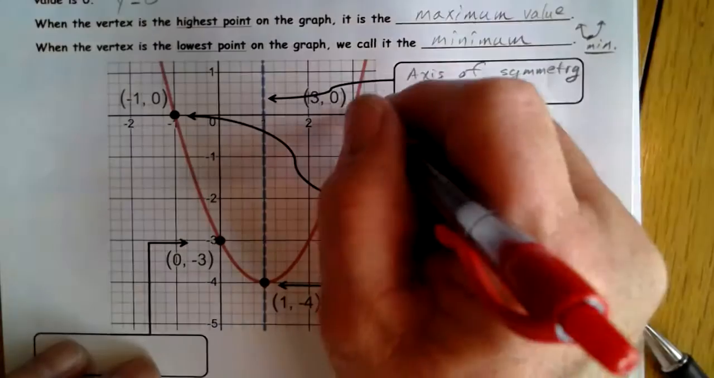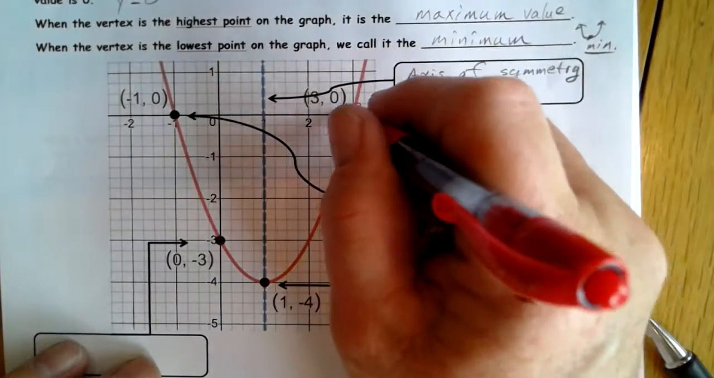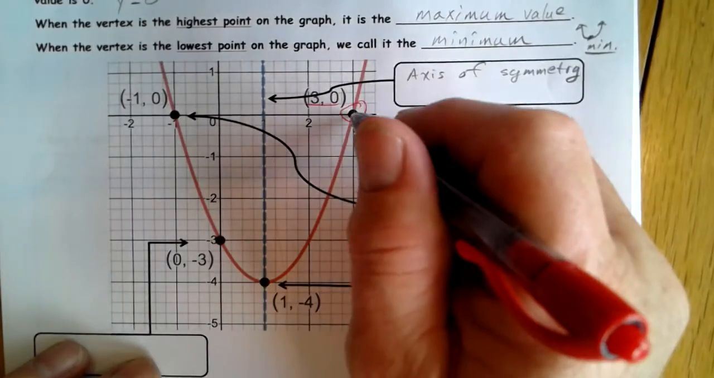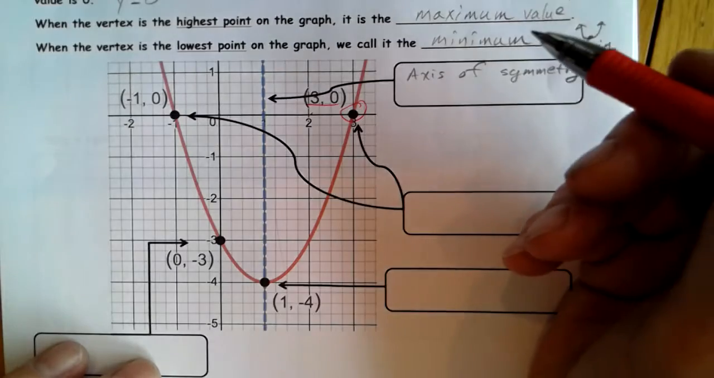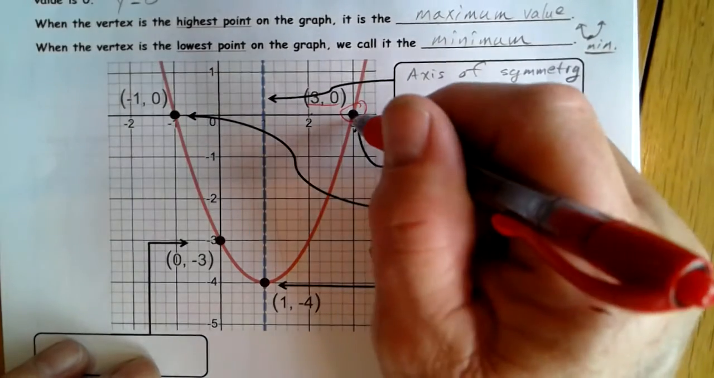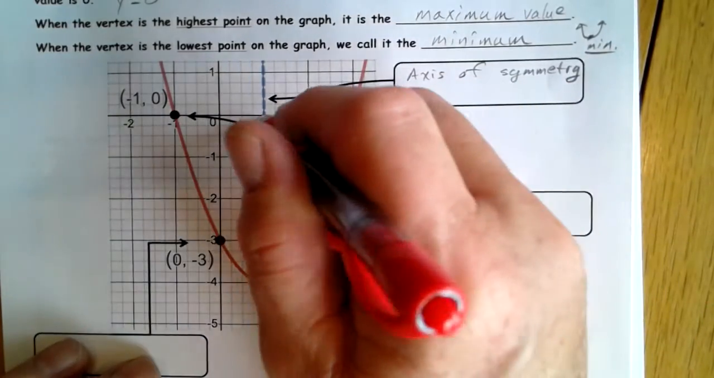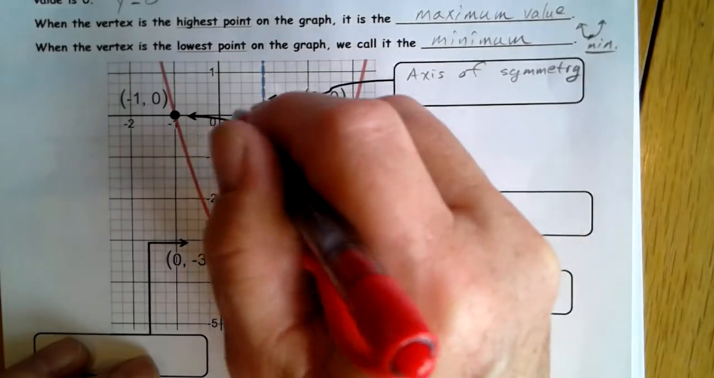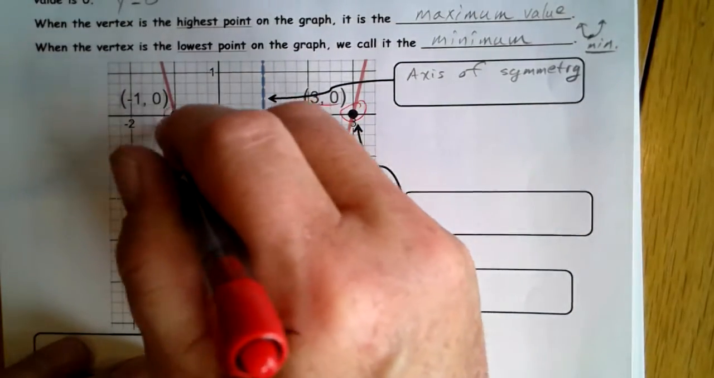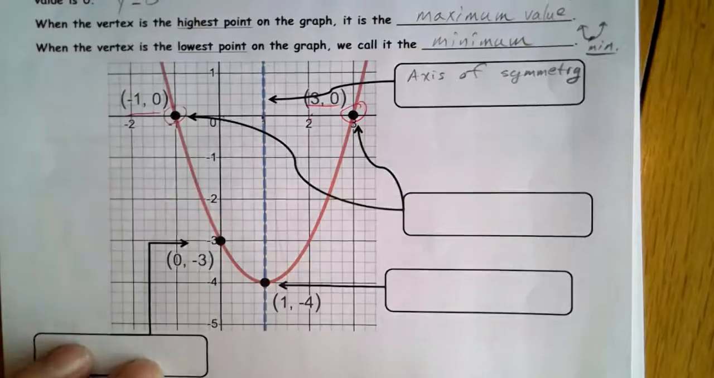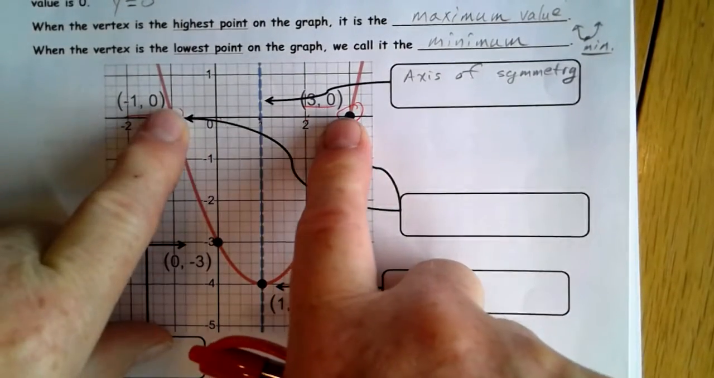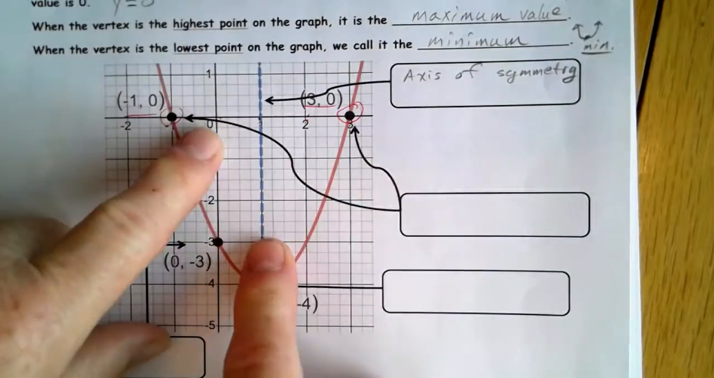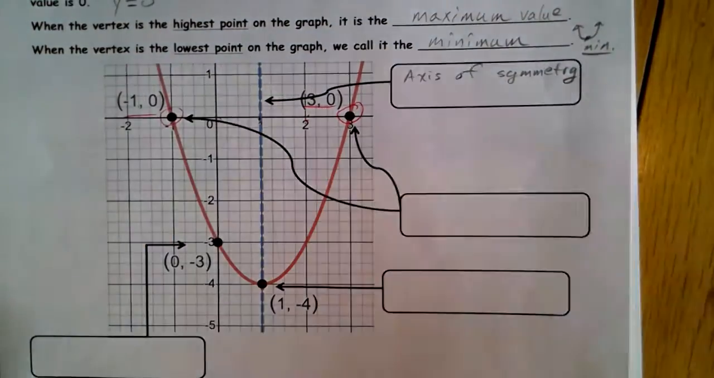This point right here is 3, 0. I can count to the axis of symmetry. 1, 2. Now I count 1, 2, and here's my mirror point, -1, 0. These 2 points are the same distance from this line. Okay, really important point.